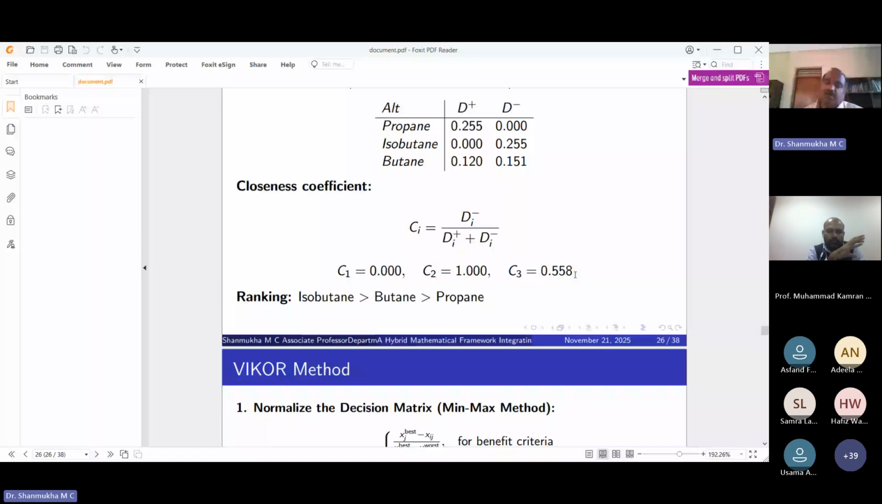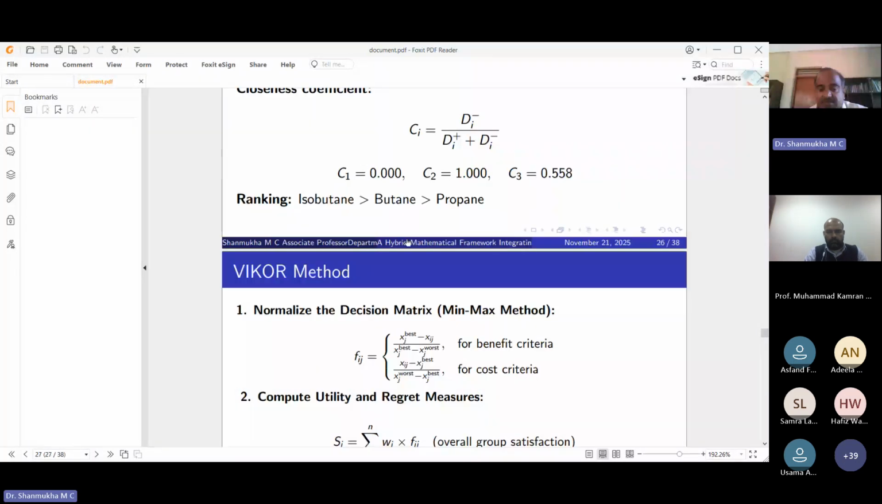So here C1 is for propane, C2 for isobutane, C3 for butane. Of these, the maximum value is isobutane, C2 equal to 1. Then C3 is equal to 0.558 and then C1 is equal to 0.000. So it means isobutane is more than butane, and butane is more than propane. So the first ranked candidate is isobutane. To allocate the ranks, the first rank molecule is isobutane.